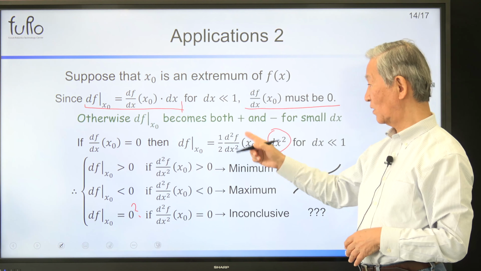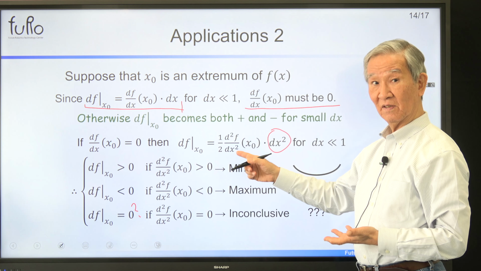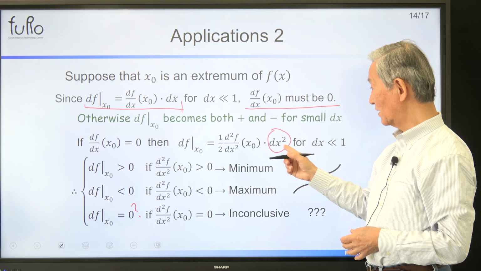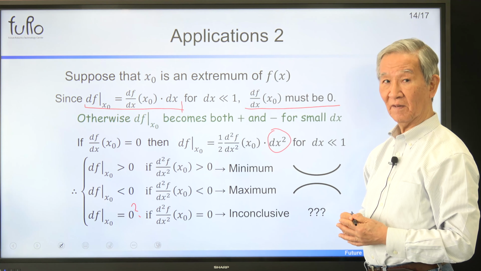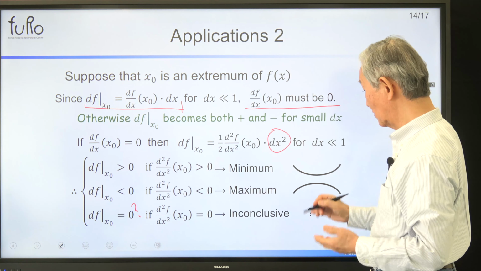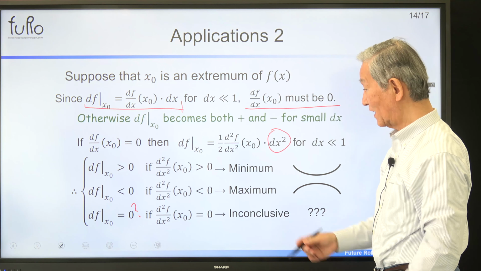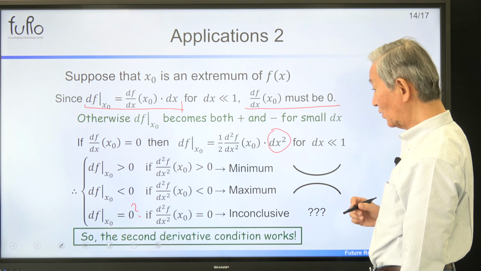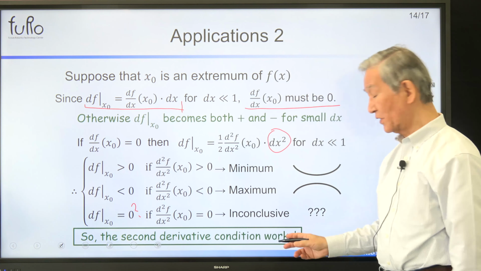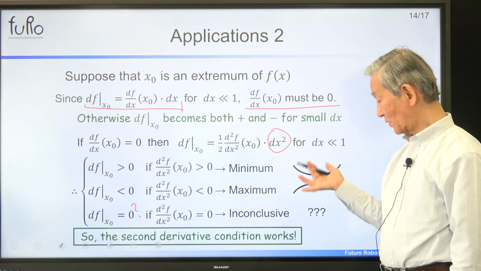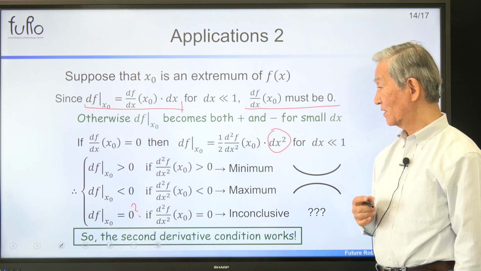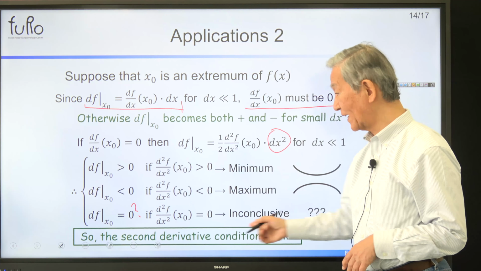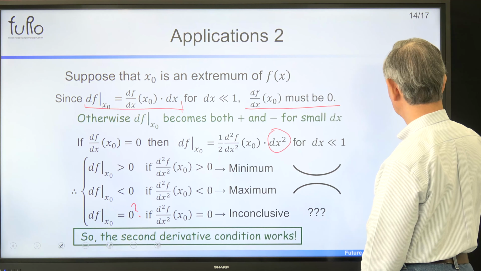df is represented by 1 over 3 factorial, the third order derivative evaluated at x0, times dx cubed. Okay? So once again, this is inconclusive. By looking at that, you cannot tell. So the second derivative condition we already had is okay, it works. From this expansion, you can confirm that what we had before is good. All right.